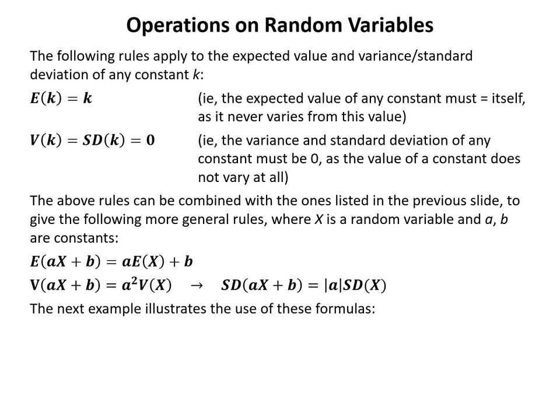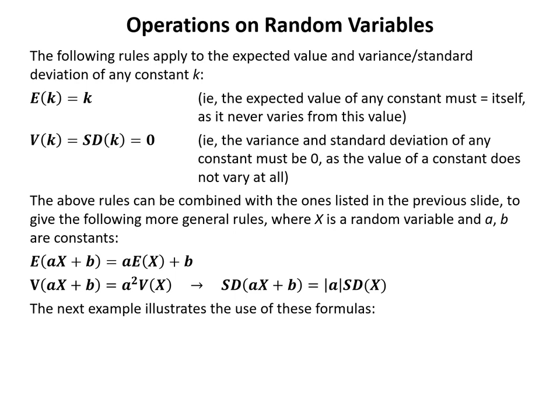The following additional rules apply to expected value and variance or standard deviation of any constant value. And we use the symbol k to represent a constant again. The expected value of any constant k is just equal to k. In other words, the expected value of any constant must equal itself since it never varies from this value. And using the same logic, the variance and standard deviation of any constant k must equal zero. And the reason for that, of course, is that constants don't vary at all. That's exactly what the definition of a constant is. So variance and standard deviation, since they're measures of variation, must have a value of zero for something that's constant.